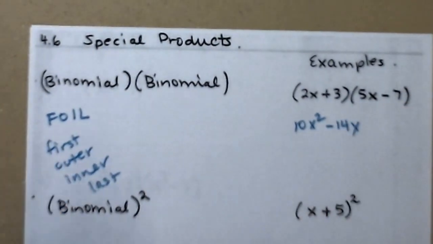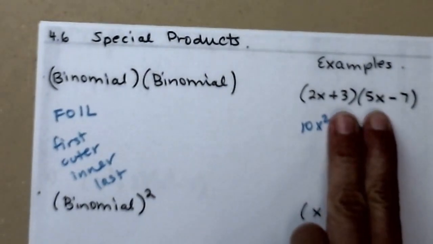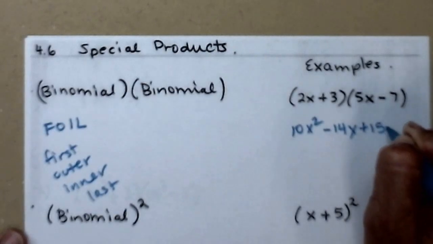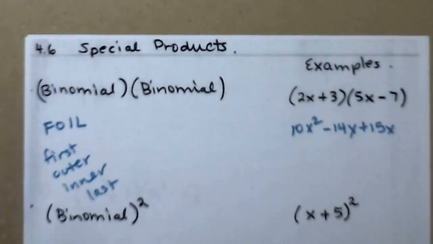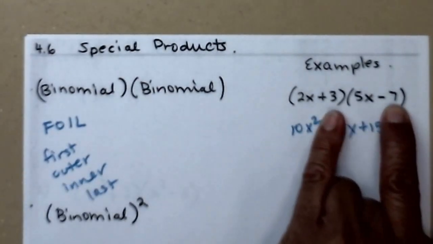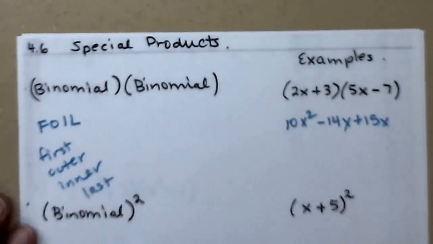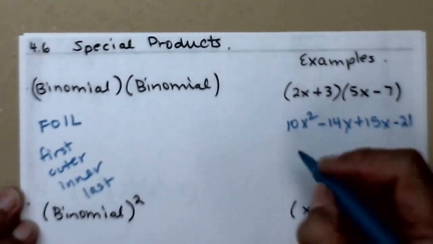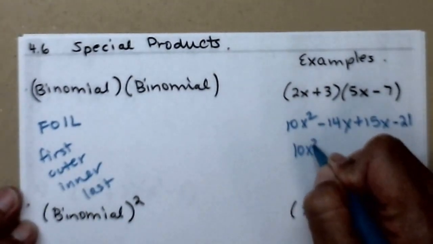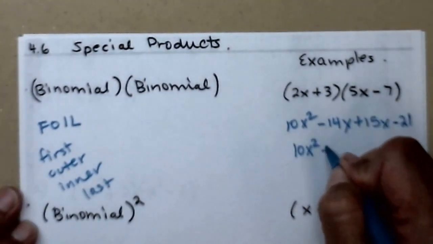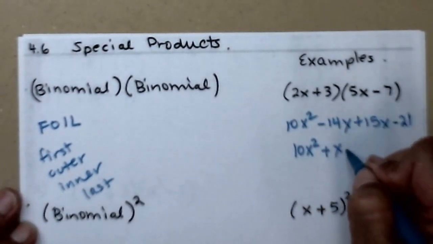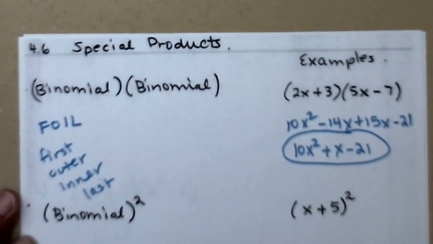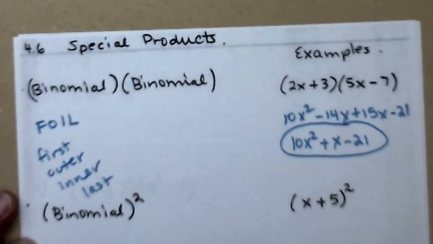And then I is inner, two terms in the inner positions, 3 times 5x, 15x. And then L for last, two terms in the last position, 3 times negative 7, minus 21. Okay. And then we tidy up. 10x squared plus x minus 21. Okay, so you can use FOIL if it's binomial times binomial.